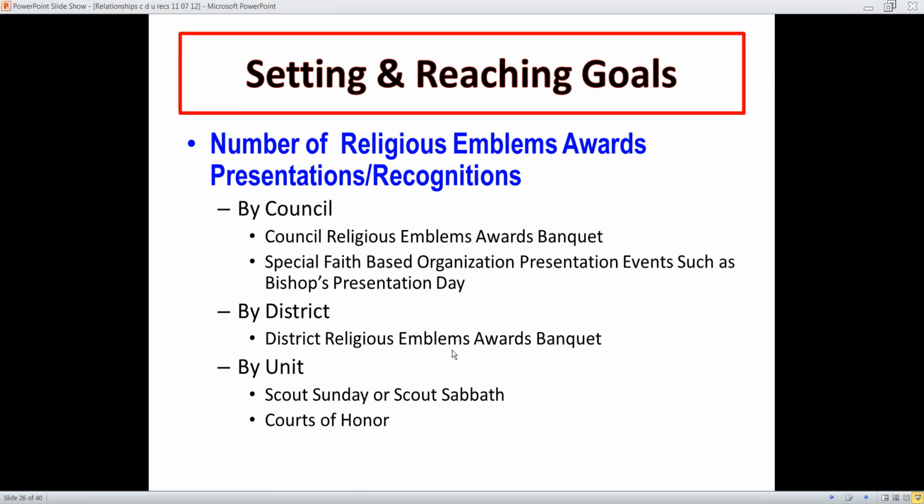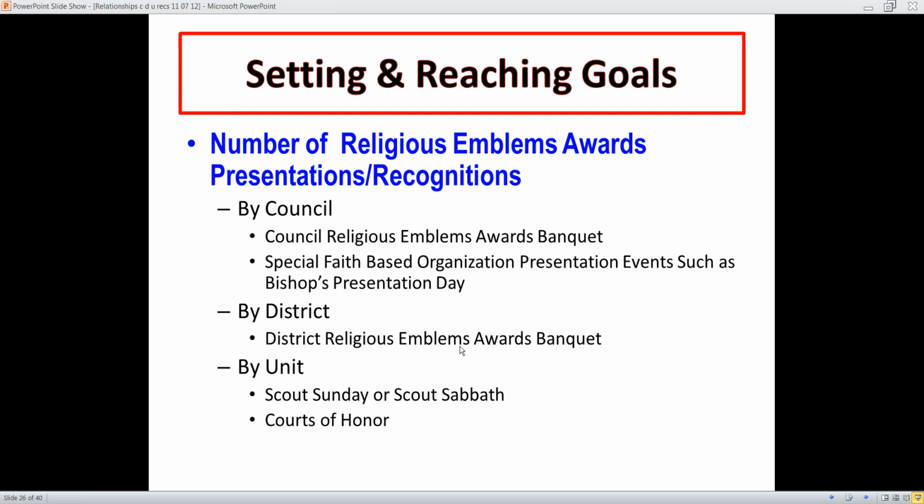Still in setting and reaching goals, a number of emblems, presentations, and recognitions there you see by council. Surely one possibility for recognizing those who receive the emblems would be a Council Religious Emblems Award Banquet, or some special faith-based organization presentation like the Bishop's Presentation Day. There are some Catholic dioceses that every year on Scout Sunday, or at least around that time, have something at the cathedral where the Scouts completing their religious emblems are recognized. So these are places to not only promote, but to encourage to have such special events.